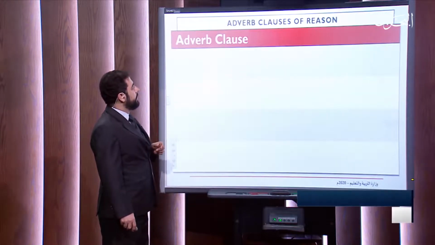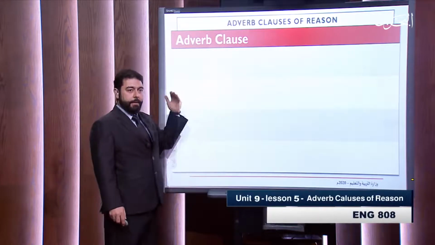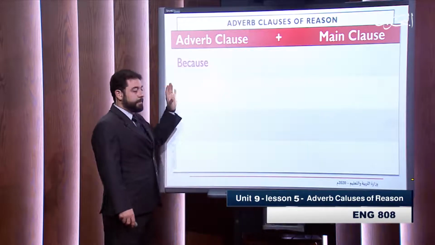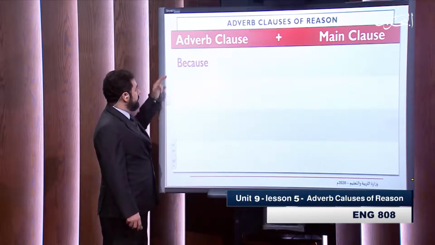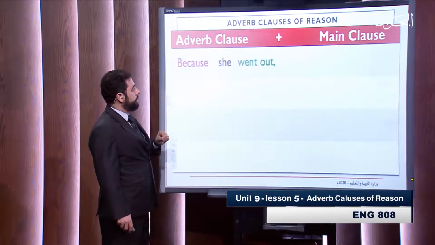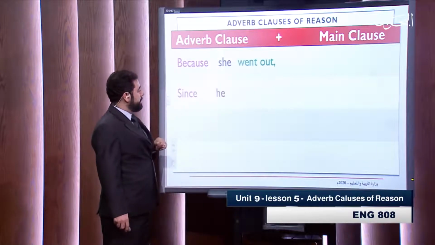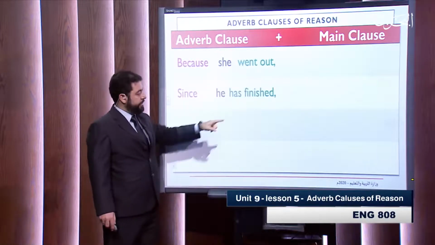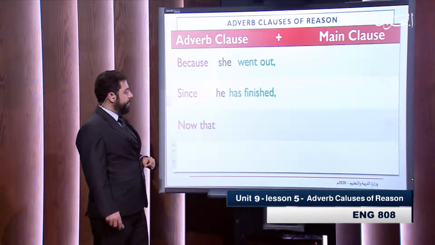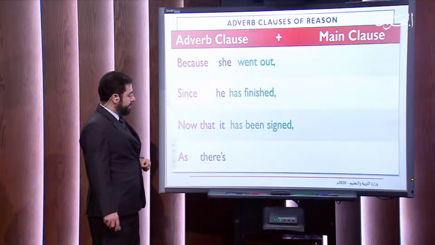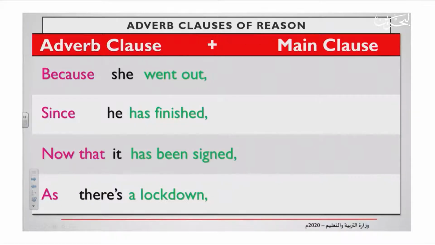Adverb clauses of reason. Now I'm going to switch. I'm going to start with the adverb clause this time and then end with the main clause. So I start with because. She went out. Notice that I have a comma now. Since he has finished, another comma. Now that it has been signed, comma, as there's a lockdown, comma. Let's check the main clause of these sentences. Because she went out, she is sick.